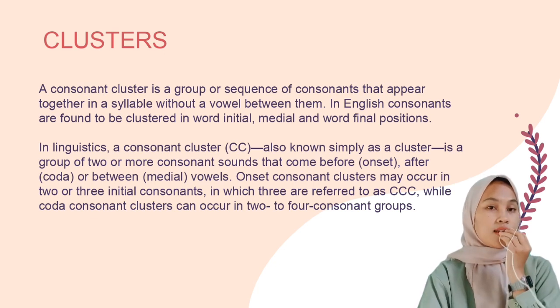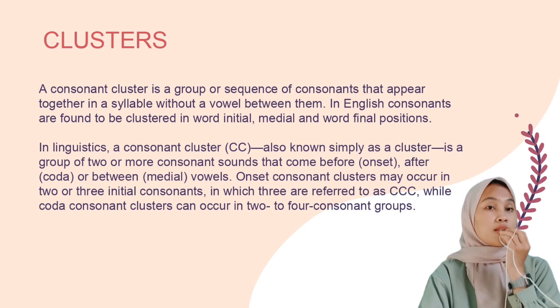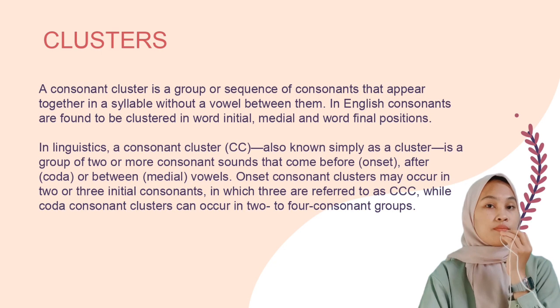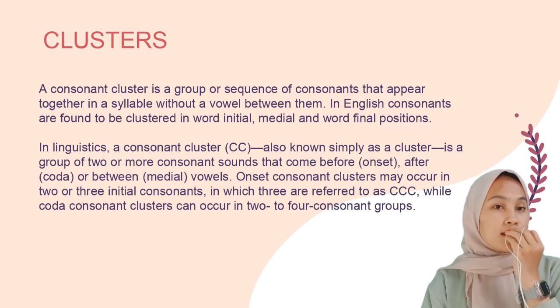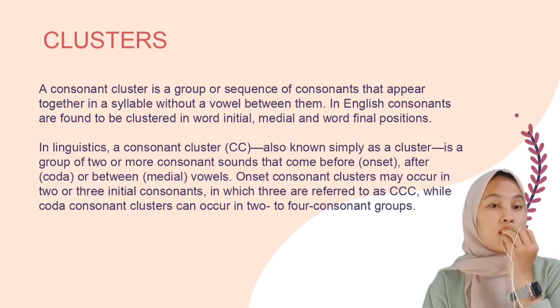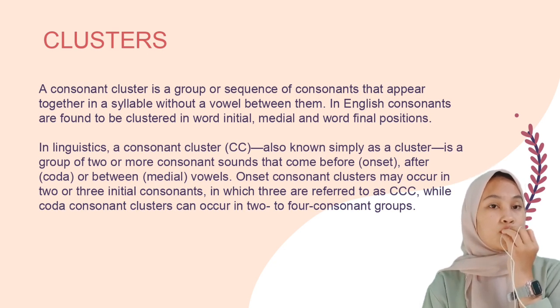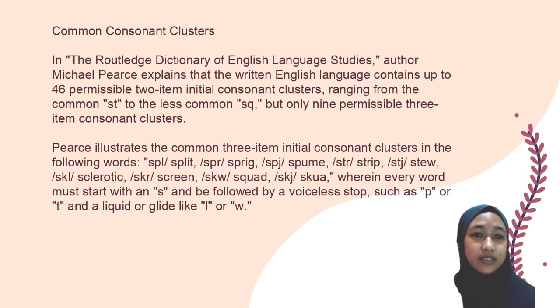In linguistics, a consonant cluster, also known simply as a cluster, is a group of two or more consonant sounds that become before onset, after coda, or between medial vowels. Onset consonant clusters may occur in two or three initial consonants, in which three are referred to as triple C, while coda consonant clusters can occur in two to four consonant groups. Thank you. Okay, next I will explain about common consonant clusters.